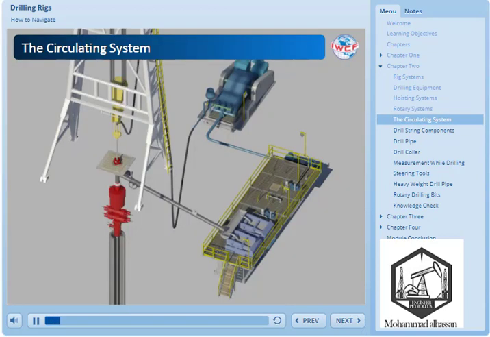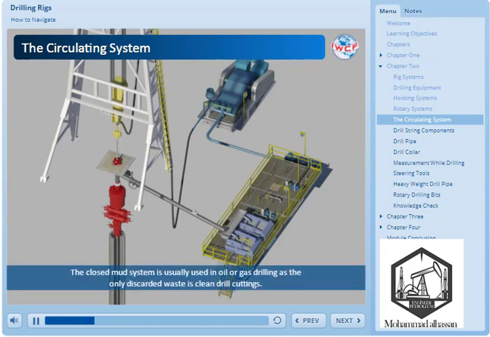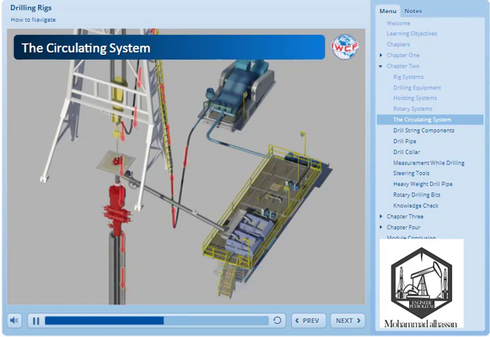Here you can see a diagram of the circulating system. The closed mud system shown here is usually used in oil or gas drilling, as the only discarded waste is clean drill cuttings. Mud is pumped down through the drill pipe to the bit and returns up the annulus to the surface, through the fluid treatment equipment and back to the mud pits. We'll look at this in more detail on the next slide.